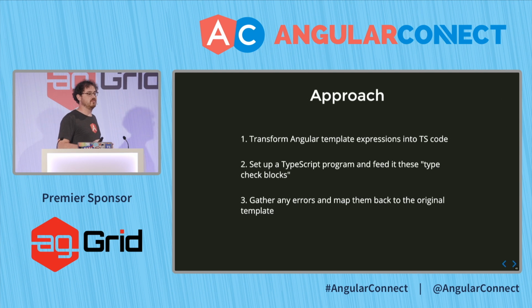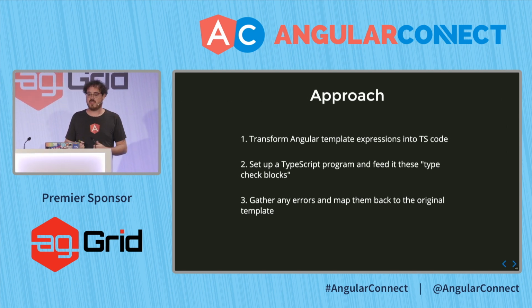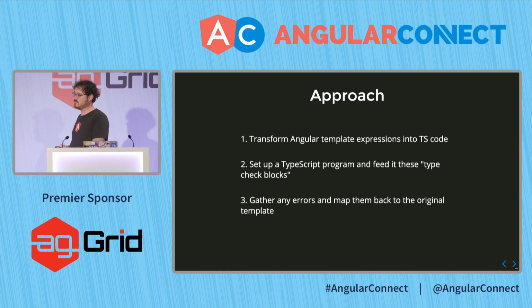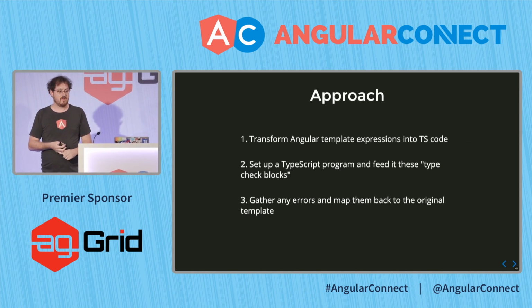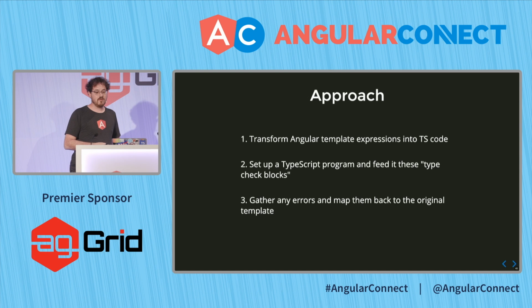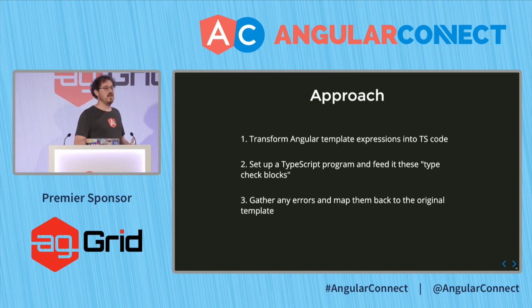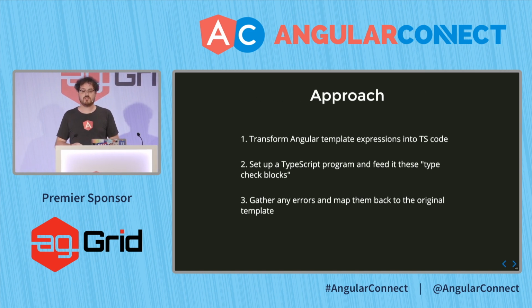The first thing we do is transform all of your templates and all the expressions in them into blocks of TypeScript code that we call type check blocks. And we never emit this code as JavaScript. You never see it as a user, right? We're never going to run it in the browser. They exist so we can feed them to the TypeScript compiler and have the TypeScript compiler give us back errors. And then we present you those errors in the context of your template.